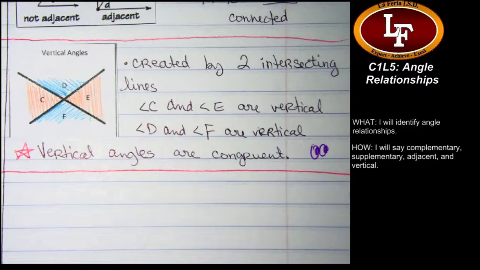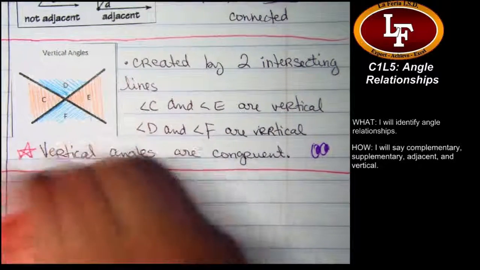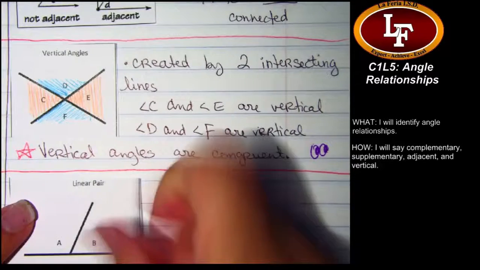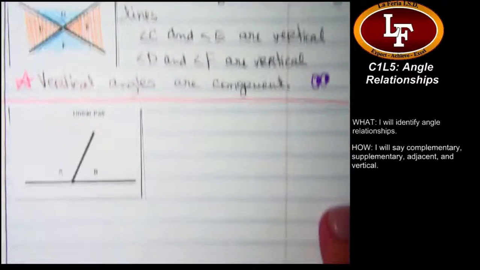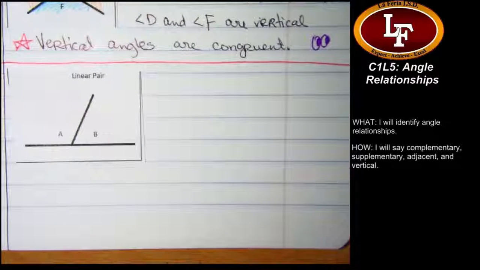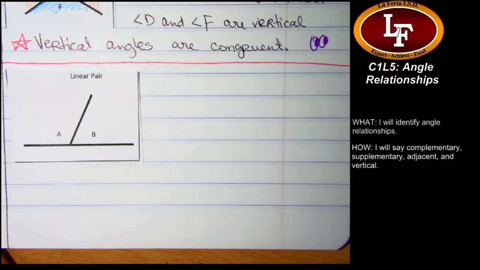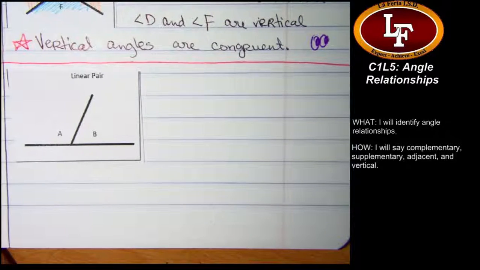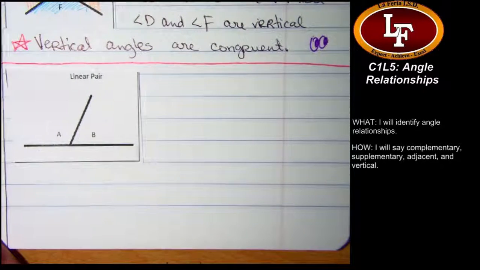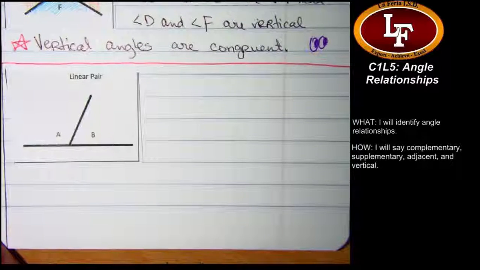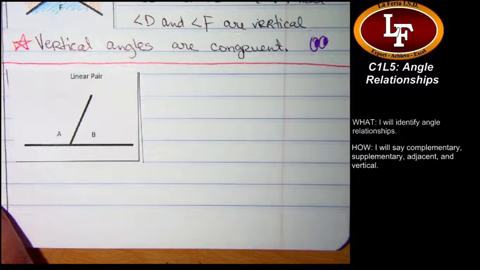Find the next graphic. Off to the left, put a star and write linear pair. Out of deference for those who need to draw this graphic, I'm going to write the left side with my left hand, so it doesn't cover up what you're doing. I apologize for the messy handwriting.